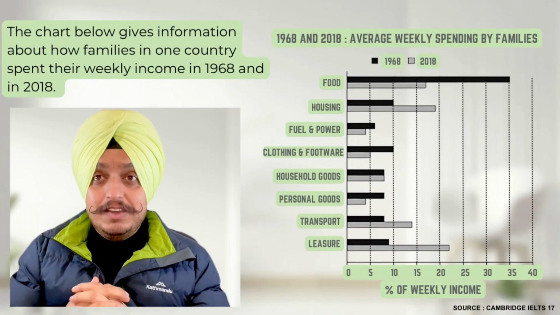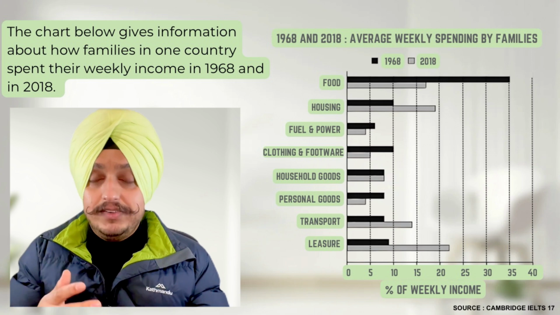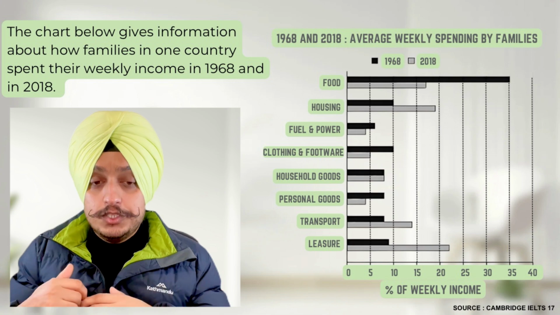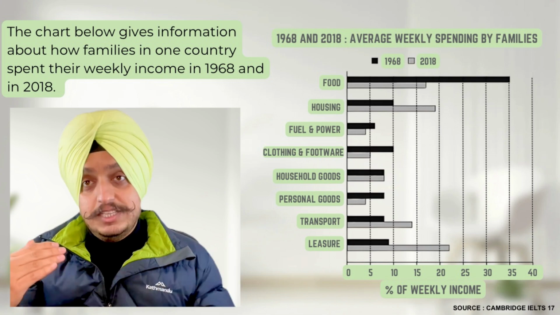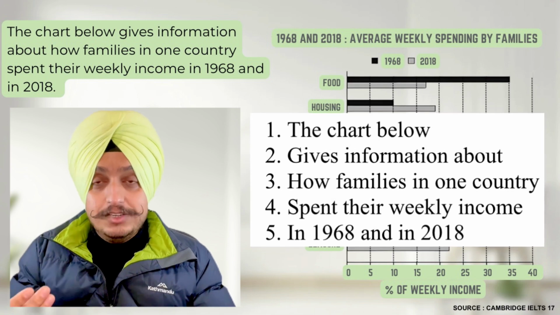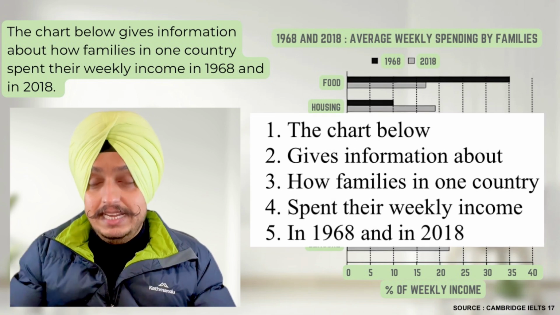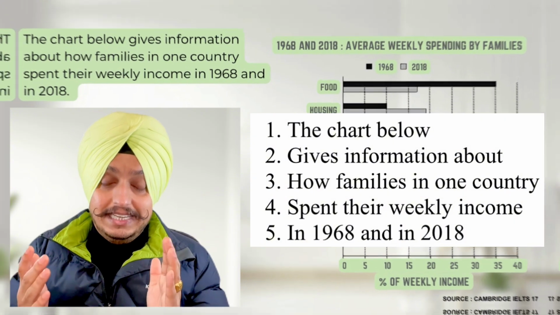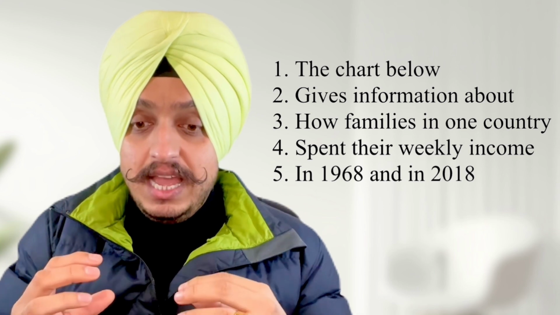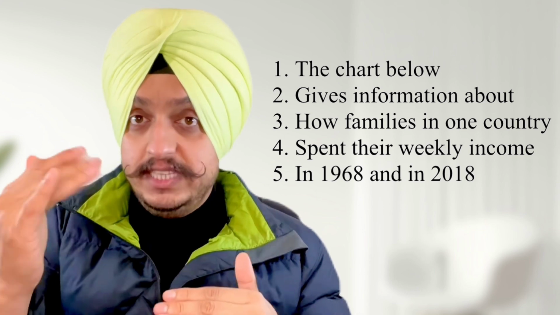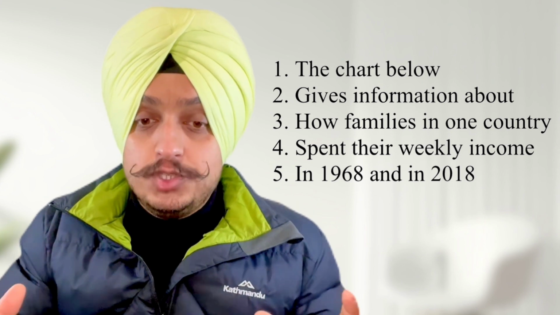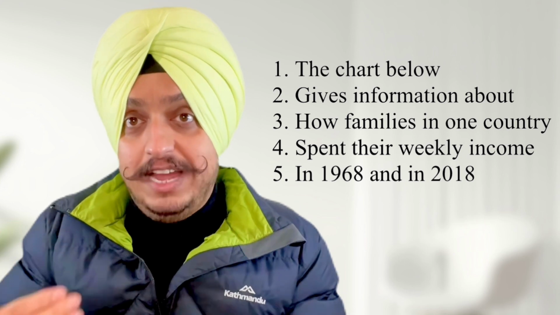The chart below gives information about how families in one country spent their weekly income in 1968 and 2008. So the key elements here are: a chart below, gives information about, how families in one country, spent their weekly income, in 1968 and 2008. Now that you know that there are 5 key elements of this statement, I want you to paraphrase all these elements separately so that their meaning is retained. So you are not changing the actual meaning of these 5 elements.